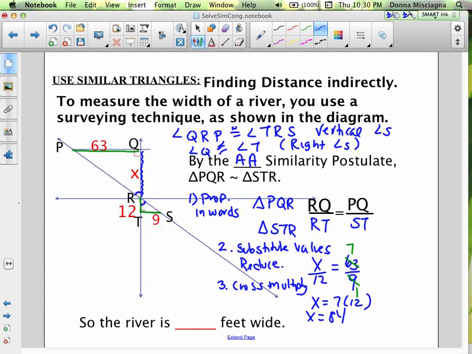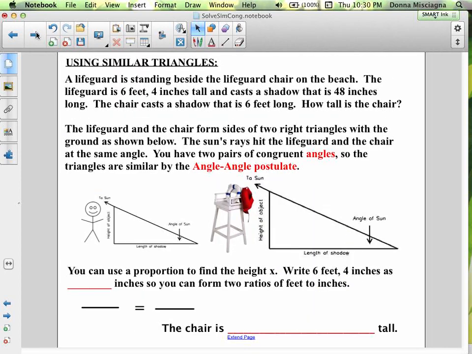On real-world problems, by the way, don't forget to put in the units of measure. We already have it in there in that spot. So the river is 84 feet wide. Right? They couldn't measure it directly, but they can measure it indirectly using similar triangles. And we've done another problem. Let's continue on. All right, so using similar triangles.